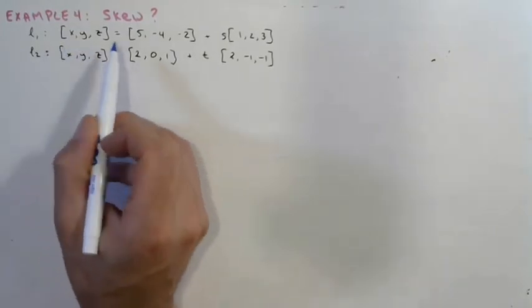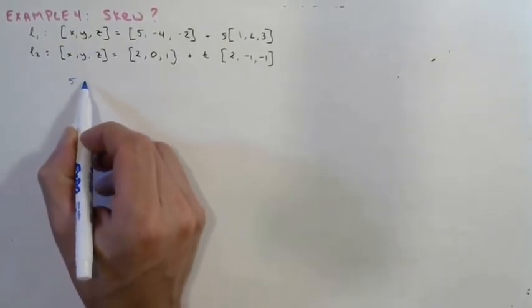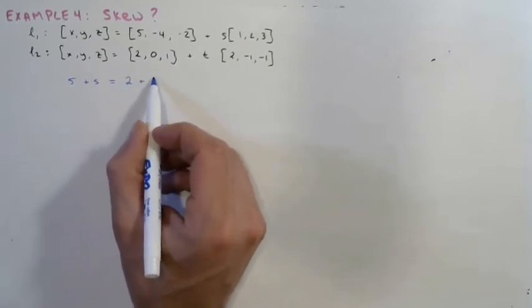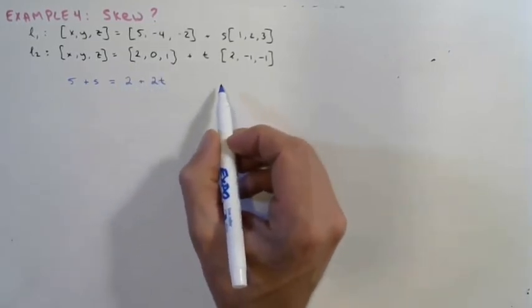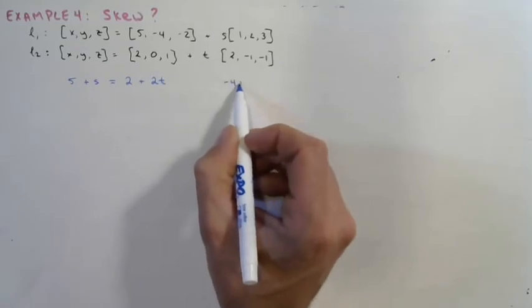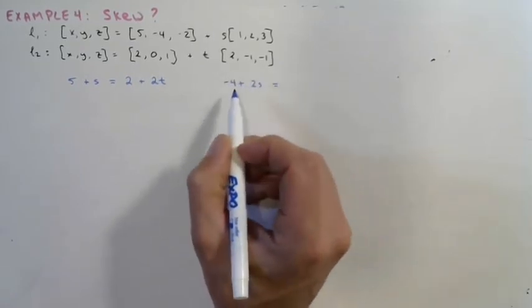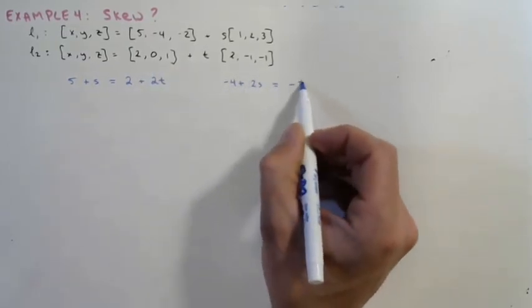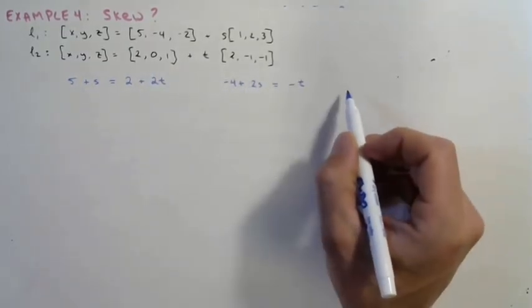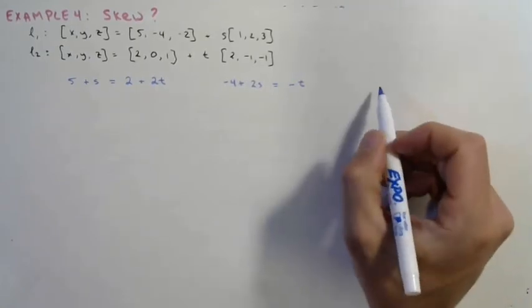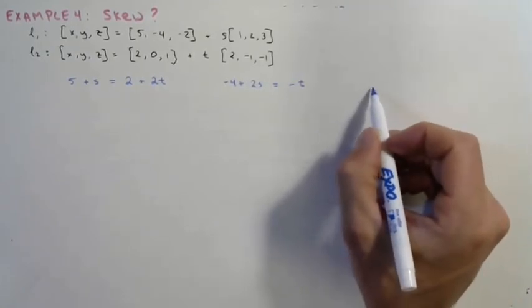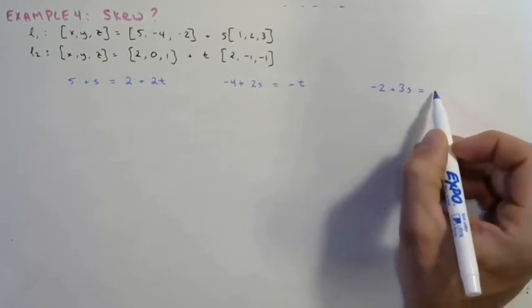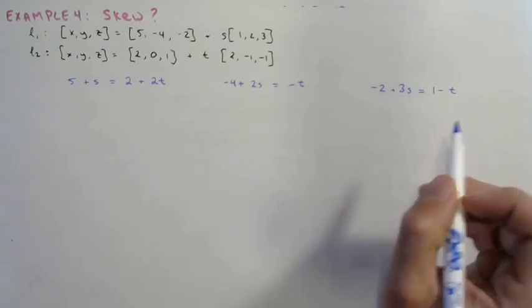You know that from line 1, x equals 5 plus s, and from line 2, x equals 2 plus 2t. Y from line 1 equals negative 4 plus 2s, and y from line 2 equals 0 minus t, negative t. And then the z coordinate of each line, in line 1, it's negative 2 plus 3s, and in line 2, it is 1 minus t.